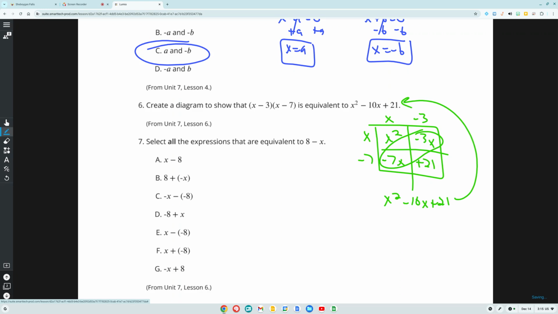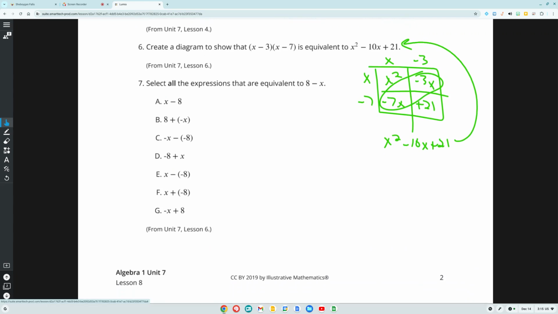7 says select all expressions that are equivalent to 8 minus x. Well, I have a positive 8 and a negative x. Subtraction is the same thing as adding the opposite, so I need to be careful with the signs. A, I have a positive x, which means I already know I'm wrong. B, I do see a negative x and I see a positive 8, so B works out. C, I have a negative x and subtracting a negative makes that a positive 8, so C checks out.